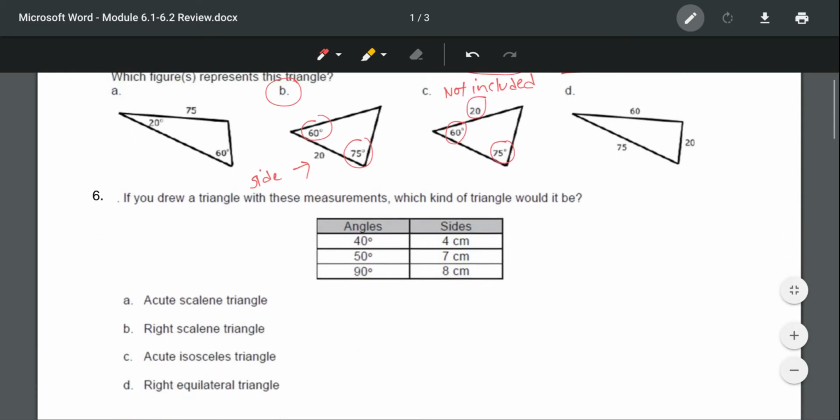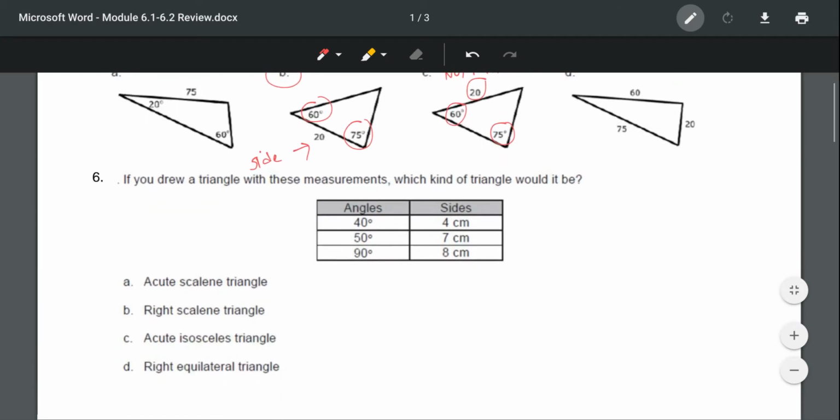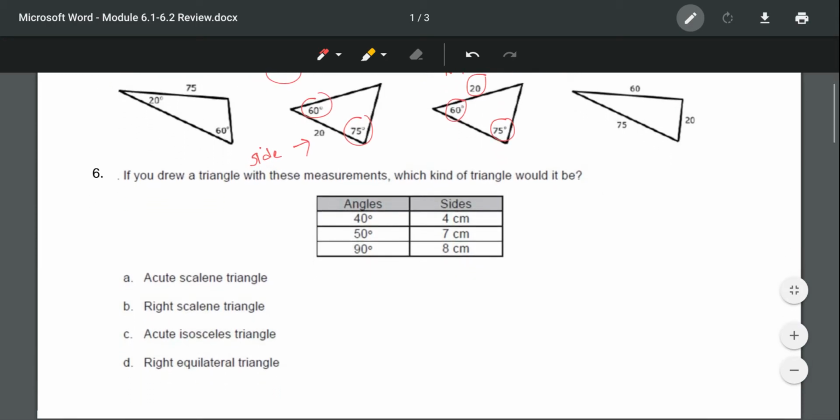Number 6, if you drew a triangle with these measurements, which kind of triangle would it be? So the angles are 40, 50, and 90. As soon as you see a 90-degree angle, that indicates that it's a right triangle. So the 90-degree angle would tell us it's a right triangle. And then you have three sides that are 4, 7, and 8. All of these side lengths are different.